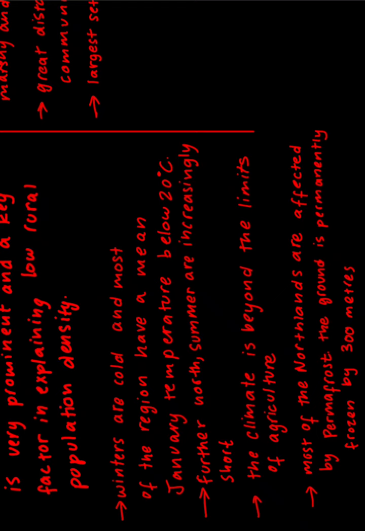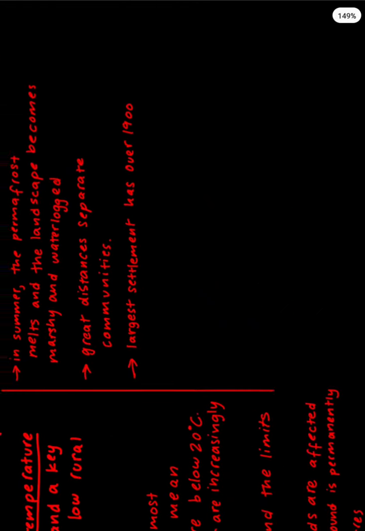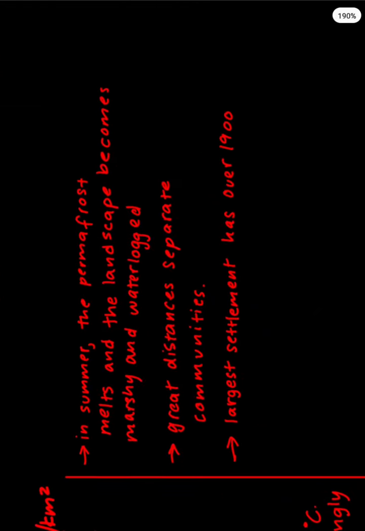You can also go ahead and say that because of this, the region is beyond the limits of agriculture. You can also say that the Northlands are affected by permafrost, and it's permanently frozen to 300 meters. Then you can say that in the summer, when the permafrost melts, the landscape becomes marshy and waterlogged. Then you can say that the poorly developed transport links contribute to the sparse population as well.